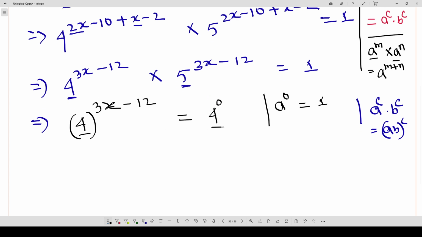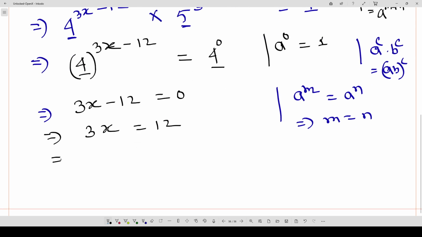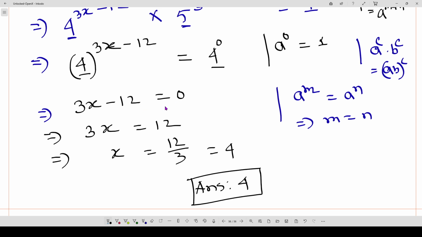Now look, the bases are the same. We also know that if a to the power m equals a to the power n, we can write m equals n. So in this case the bases are the same, so the powers will be equal, meaning 3x minus 12 equals 0. Now we add 12 to both sides, so 3x equals 12. Now we divide both sides by 3, and finally we get 12 divided by 3 equals 4, and our answer is 4. Very simple, but very important.